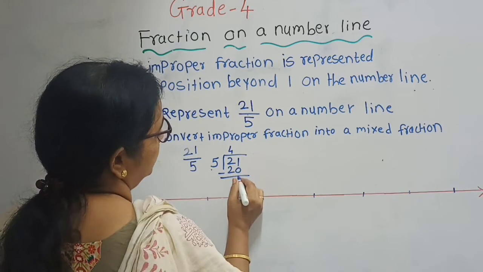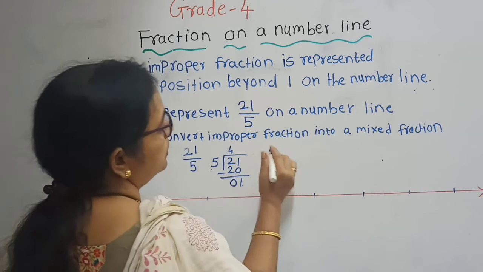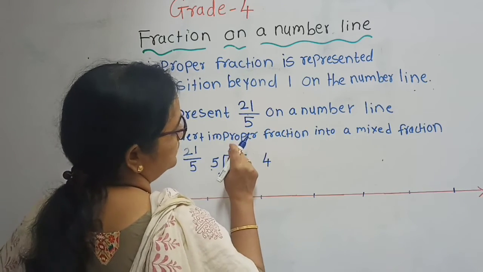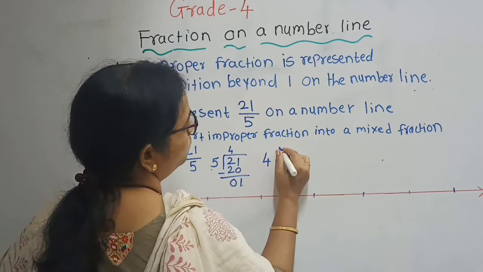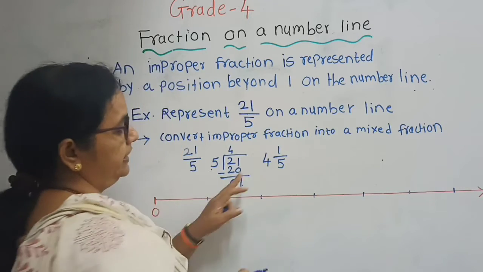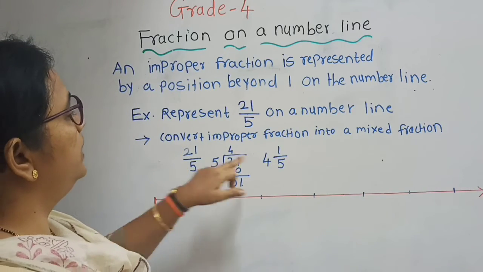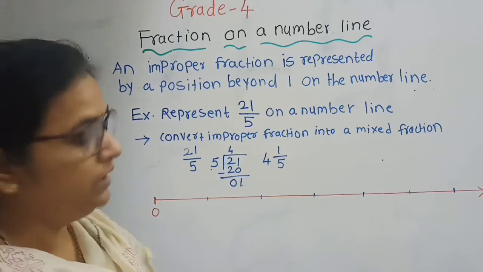So 1 minus 0 is 1, 2 minus 2 is 0. Now 4 as a whole number. Yes, this is the quotient. Then 1 as a numerator and 5, the divisor, as a denominator. So 21 upon 5 converted into an improper fraction is 4 whole 1 upon 5.